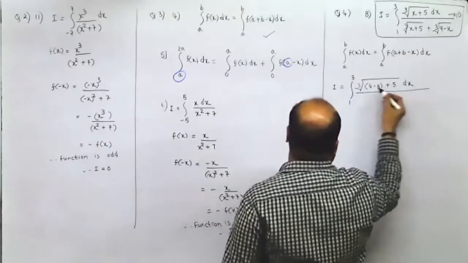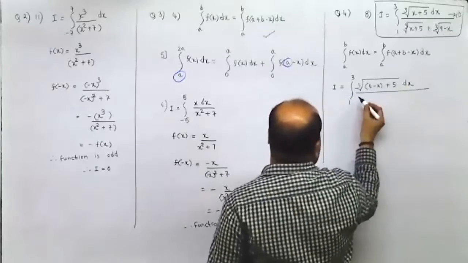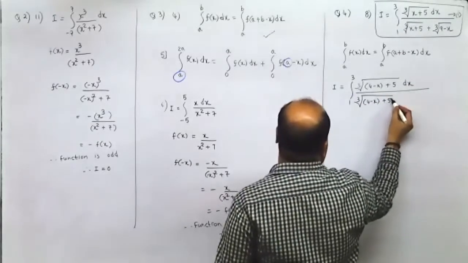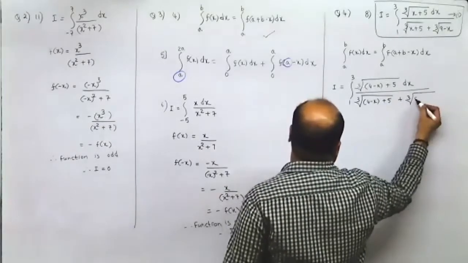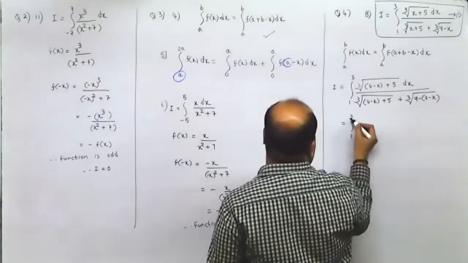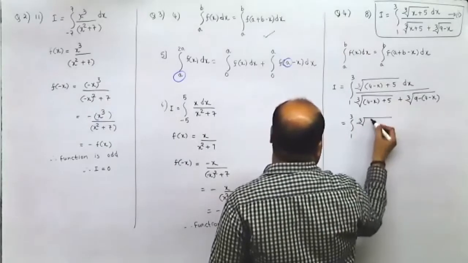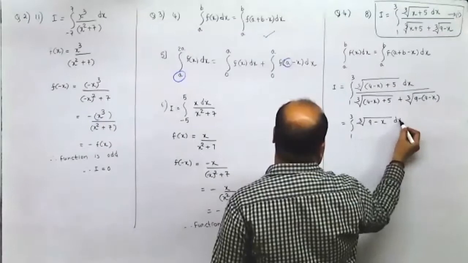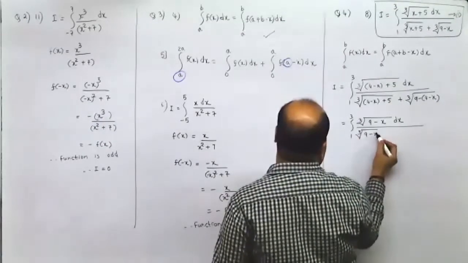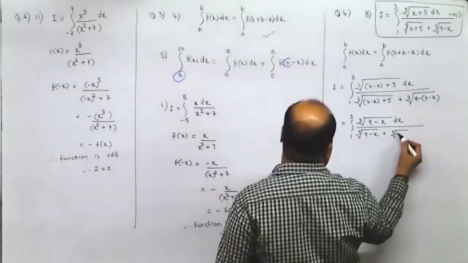Here that is 9 minus x. Then here it would be 4 minus x plus 5. This would be 9 minus 4 minus x. So this would give you 1 to 3, this is cube root of 9 minus x, cube root of 9 minus x plus cube root of 5 plus x.